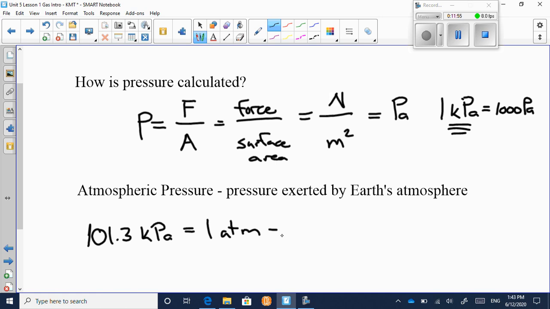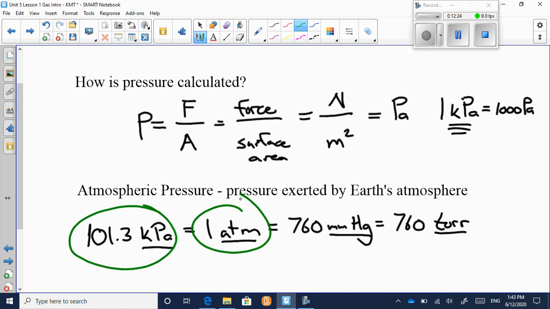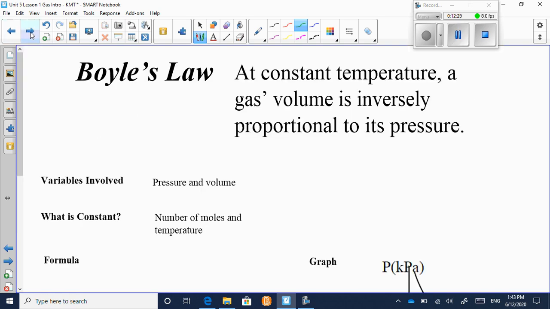There's a couple of other units I'm gonna throw in here. It's also called 760 millimeters of mercury, or 760 torr. So these are all units of pressure, okay? And they're all equivalent units. But what I'll say is that in this unit you will mainly be dealing with these two right here, kilopascals and atmospheres of pressure. Okay, well, here we go, the first law.